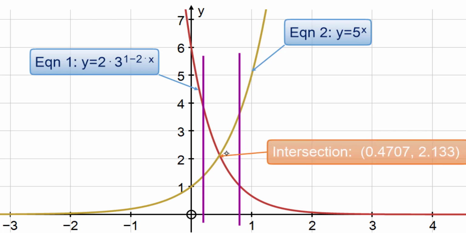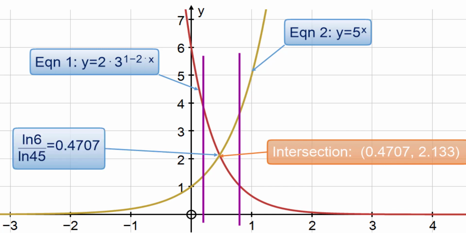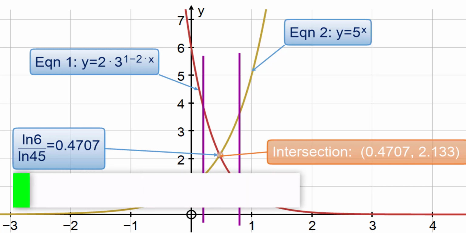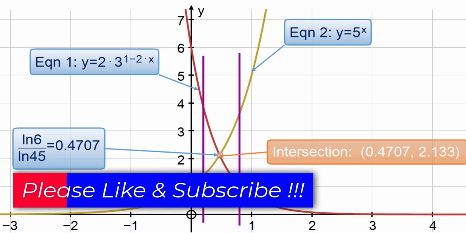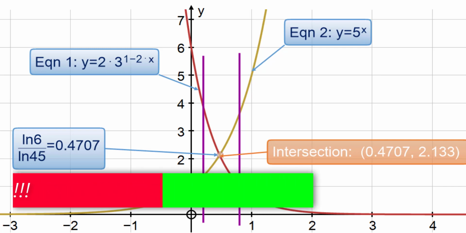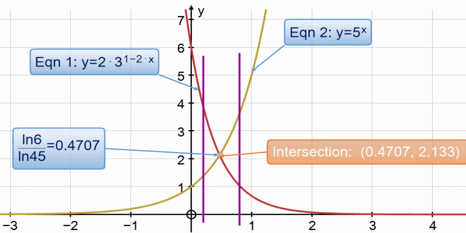If we find this intersection point, it is 0.4707, and I have calculated ln 6 over ln 45 as well. So this particular point is ln 6 over ln 45. So for any value of x greater than this value, we will see that 5 to the power x is above the red line. So that's the set of values of x.